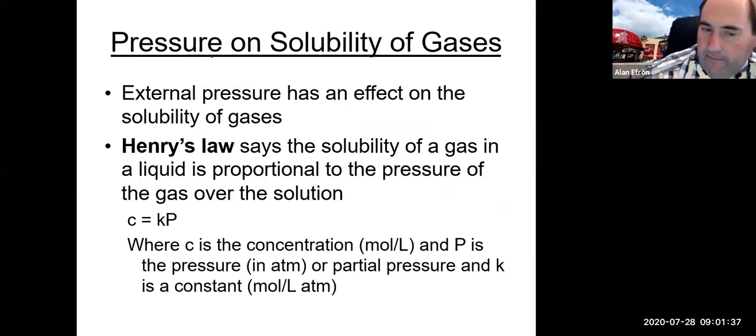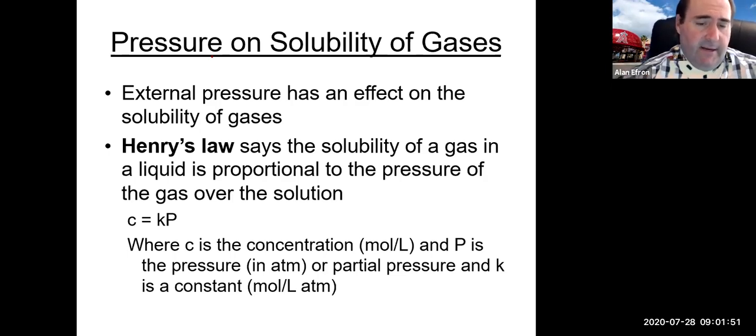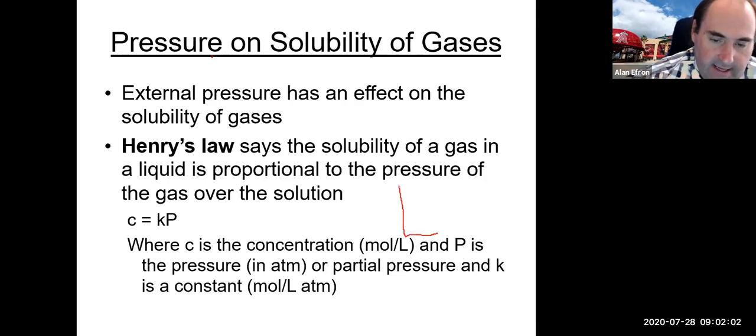So let's talk a little bit about pressure on solubility, the pressure of gases on the solubility of it. External pressures can have an effect on the solubility of gases. And this is what's sometimes referred to as Henry's law. Henry's law basically says that the solubility of a gas in a liquid is proportional to the pressure over the gas. This is also known as your soda can, basically, right? In a soda can, you have water, you have some CO2, and before you pop the top of your can, it's under a lot of pressure, which means the CO2 is basically all dissolved in the liquid part.